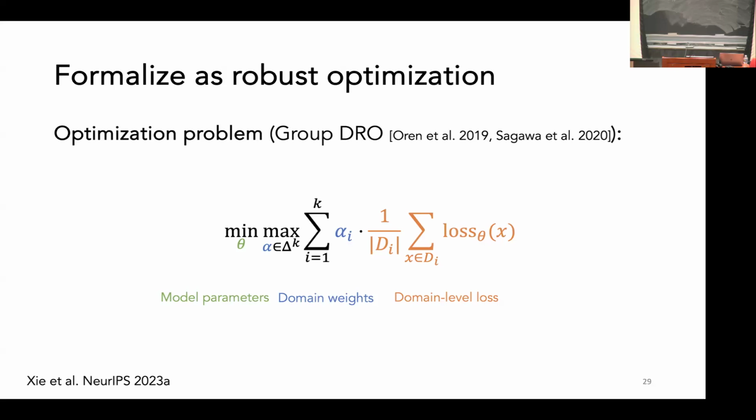So the domain weights alpha here are going to upweight the higher domain level losses. And in general, the goal is to find a set of domain weights at the equilibrium point of this problem, which balances the losses across domains.